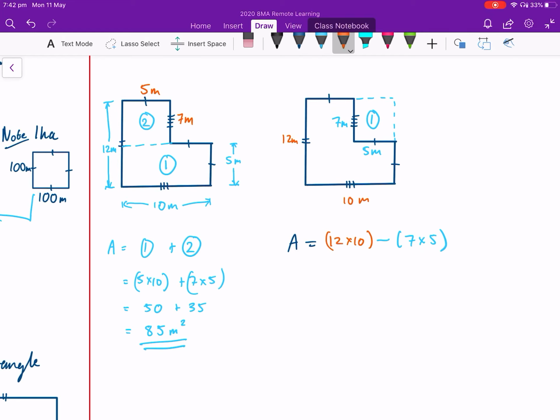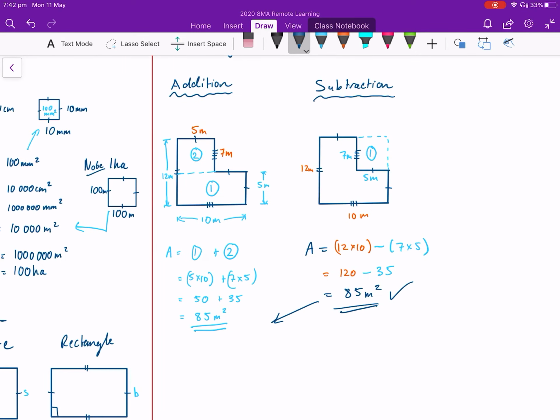So that means that the overall shape is 12 times 10, which is 120. I'm going to minus 7 times 5, which is 35. Okay, so I have 120 minus 35, which will be 85 meters squared. And that's the same as what we got before. So that's one way to know that we did it right.